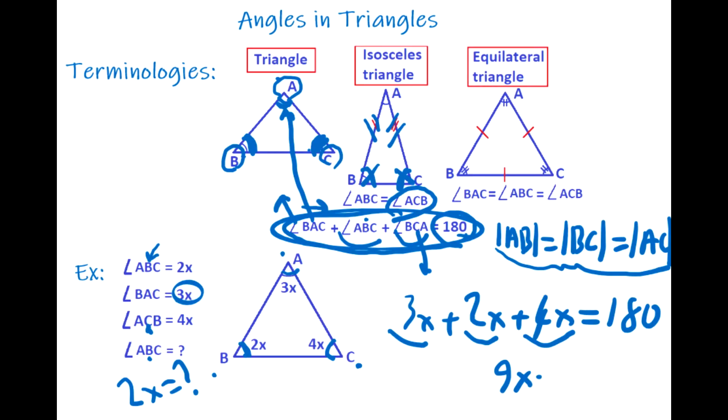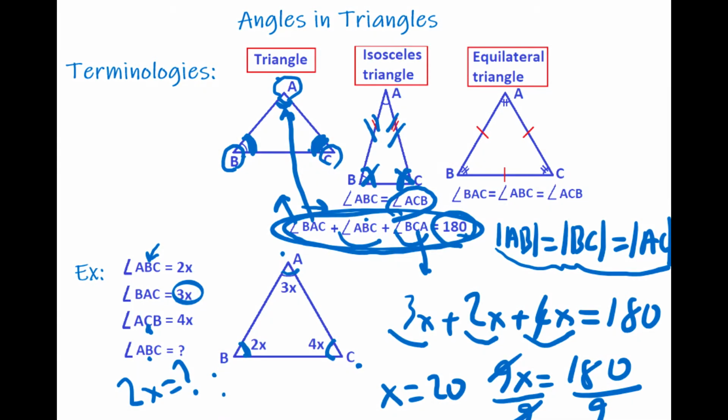So if 9x is 180, then how can we find x? Well, just divide both sides by the number that is in front of x, which is 9. And once you do it, these are gone, and then we're going to have x as 20, guys. And we are asked to find the value of angle ABC, or B, or 2x. So if x is 20, then 2x is 40, guys. So we can say that this is 40, and this is 60, and this is 80, guys.